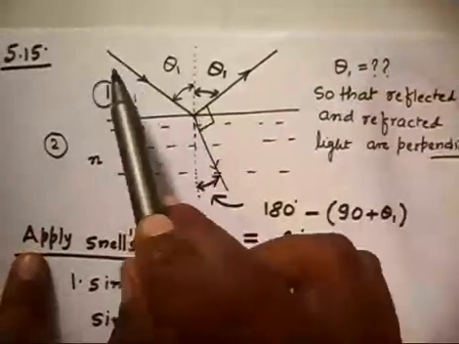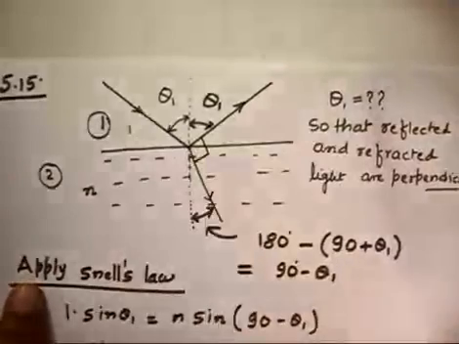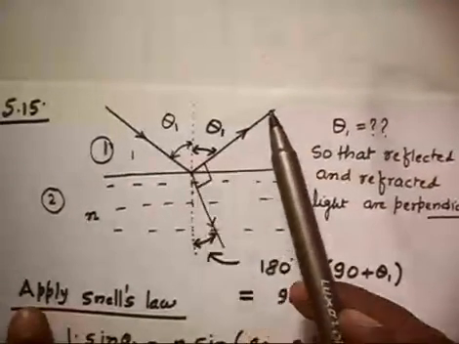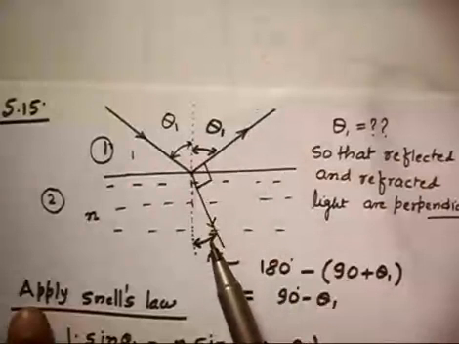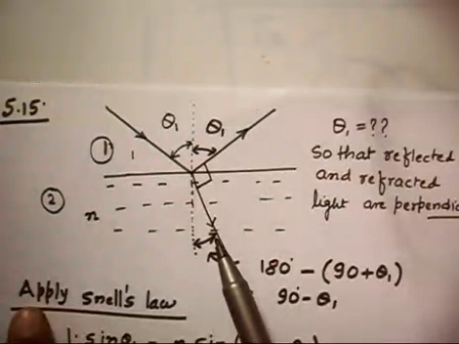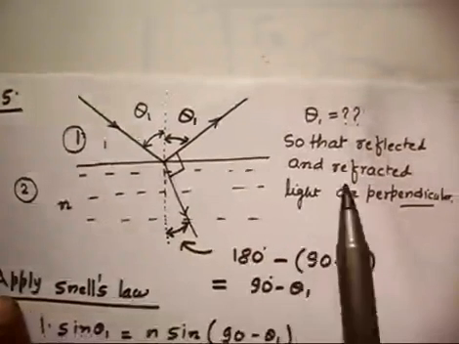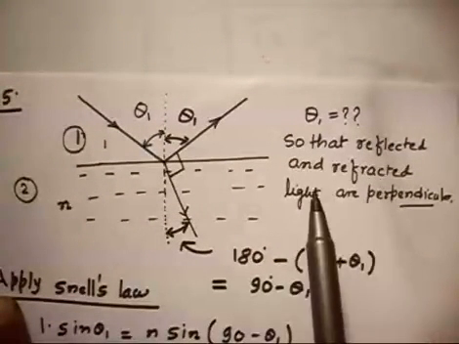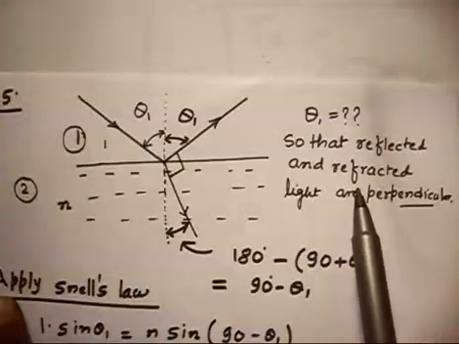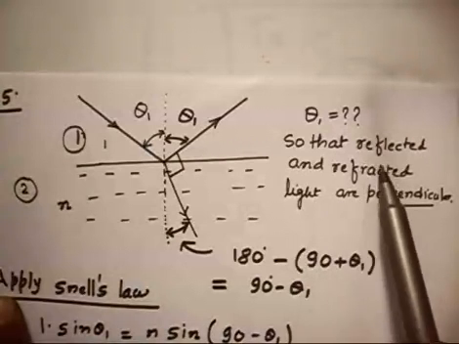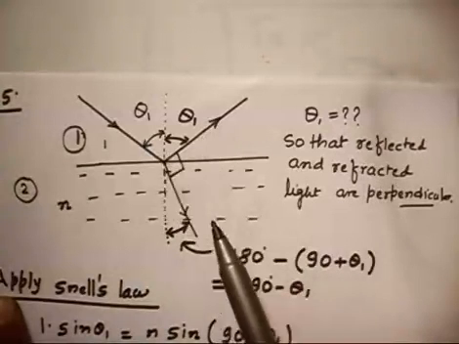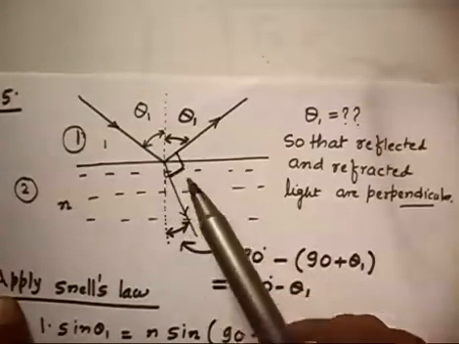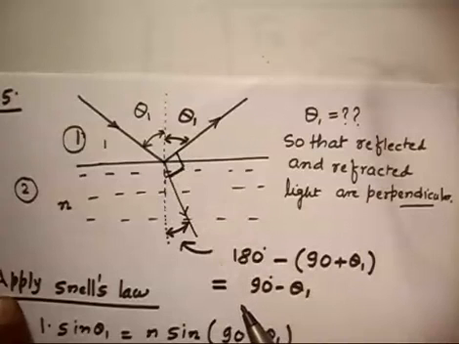Now let us say there is an incident ray. When this incident ray comes here, some light gets reflected and some light gets refracted. The question says what will be theta 1 so that the reflected and refracted rays are perpendicular to each other. So things are very simple. These two rays are perpendicular, so this angle is 90 degrees.